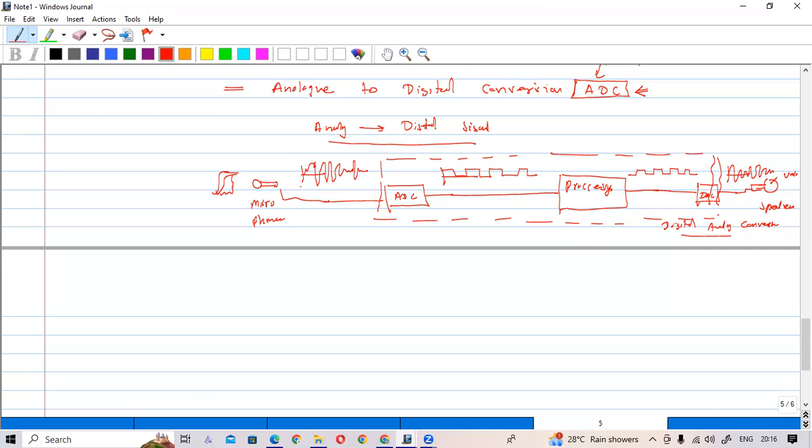Okay, so I told you that an analog to digital converter can be easily designed using op amps, and you also need some resistors. That's enough. You can design the analog to digital converter using op amps and resistors, and the digital to analog converter using only resistors. Using a resistor ladder, you can easily convert a digital signal into an analog signal.